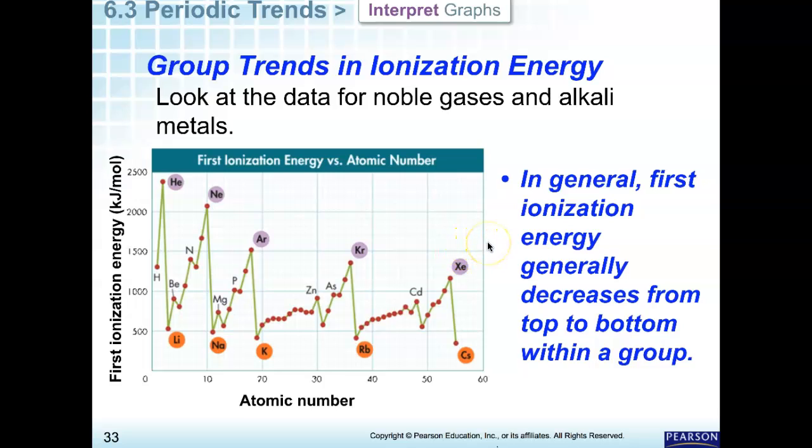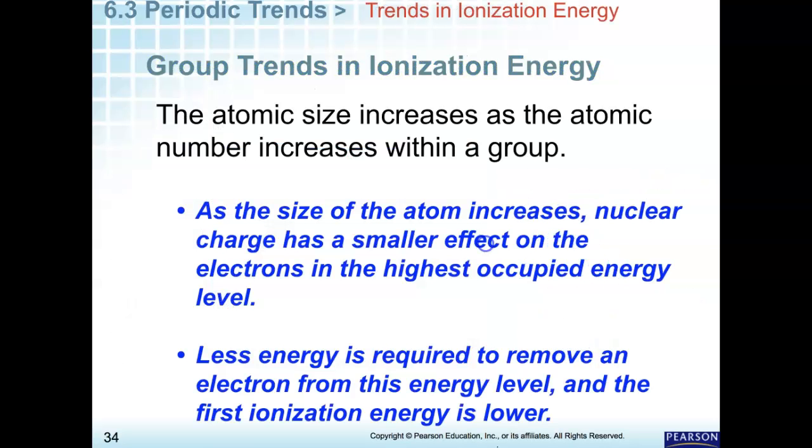Why does that happen? Because as you go down a group, you're getting further away from the nucleus with those outermost electrons. You're also getting more shielding as more energy levels are being filled. So those electrons are shielded from the nucleus as well as being further away from the nucleus. So it's really easy to rip those electrons off. It takes very little energy. So you can look at it as the size of an atom increases, nuclear charge has a smaller effect on the electrons in the highest occupied energy level, and less energy is required to remove an electron from that energy level. And so that first ionization energy is lower.